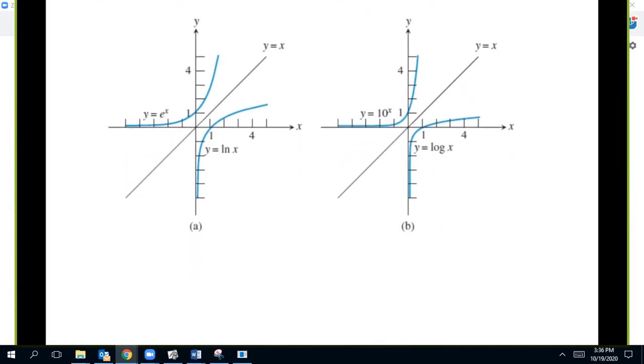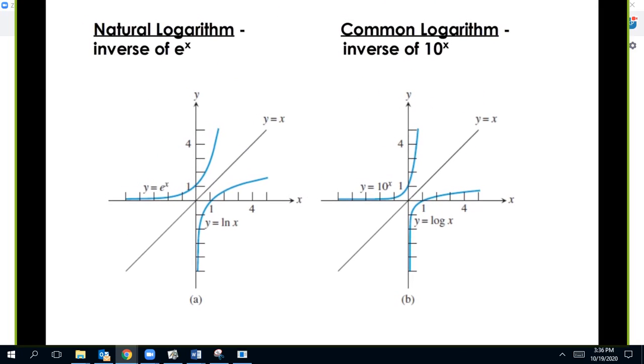Here's just a quick refresher about inverse of natural log is e, and the inverse of common log, remember, any log that's just log of x, it has a base of 10. Automatically, ln is log with a base of e. So don't forget that.